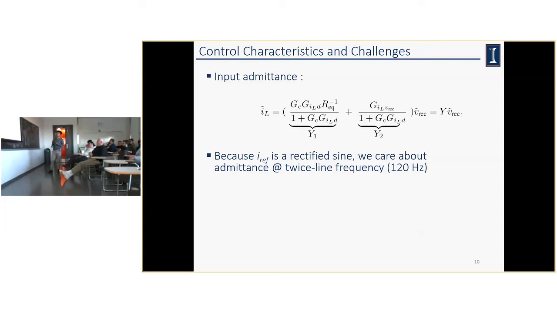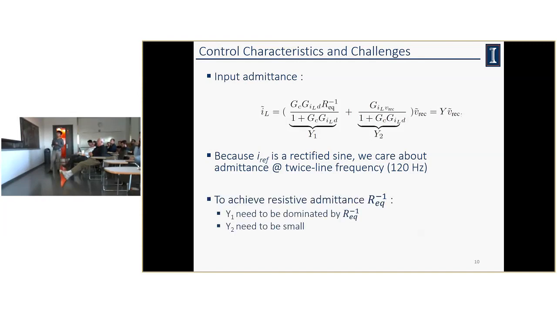So how do we drive this impedance to be the equivalent resistor? Here are two parts of this equation. In order to achieve a resistive impedance or admittance, Y1 needs to be dominated by R equivalent, and Y2 needs to be really small. If you look at this equation, the compensator times the transfer function is the loop gain of this system.